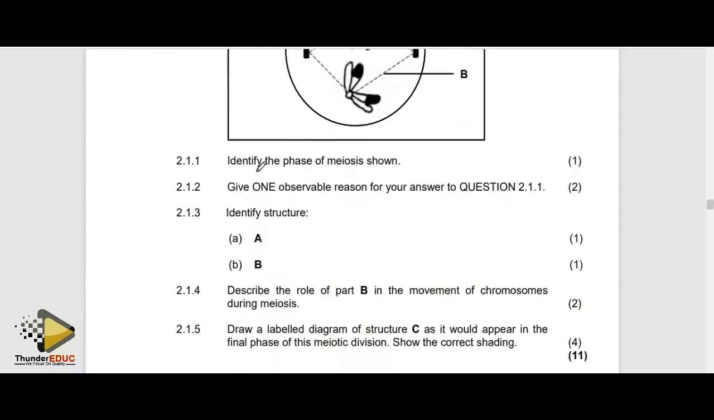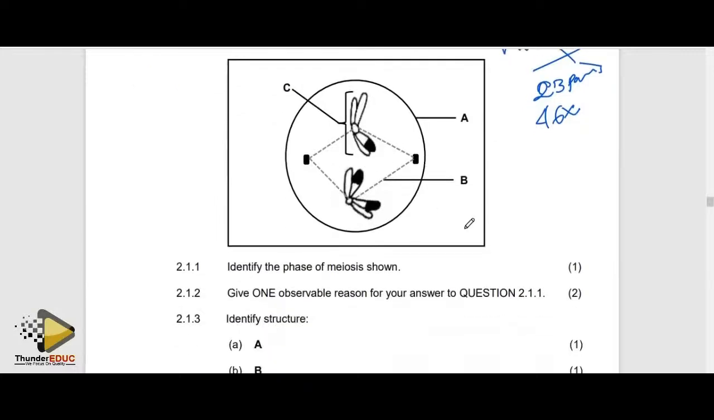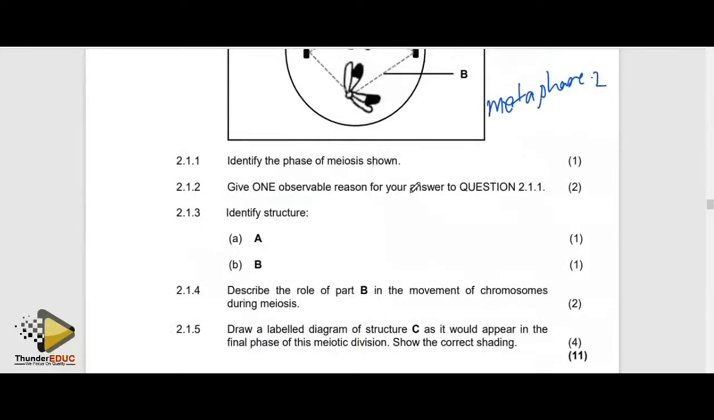Now they are saying, identify the phase of meiosis. They are along the equator, so the phase is going to be metaphase. But which metaphase? They are single, they are not double. If they had another one here, then they would have been double, so it would have been metaphase 1. But because they are single, therefore it is metaphase 2. So the phase indicated there is metaphase 2.